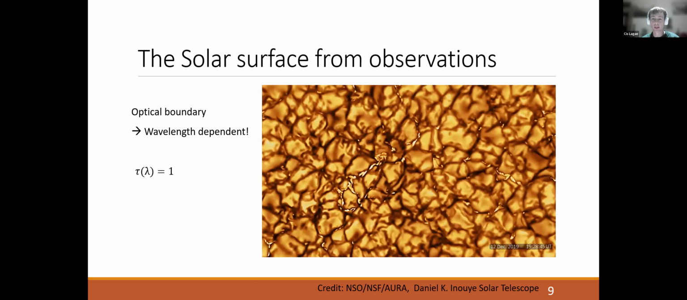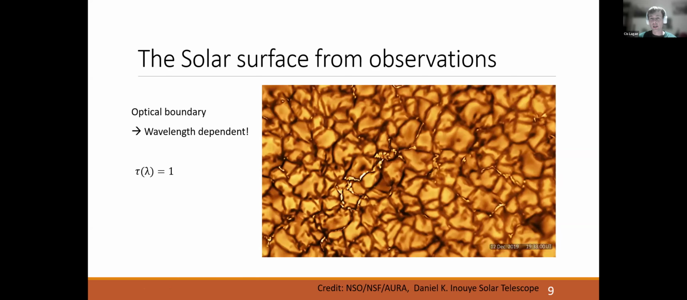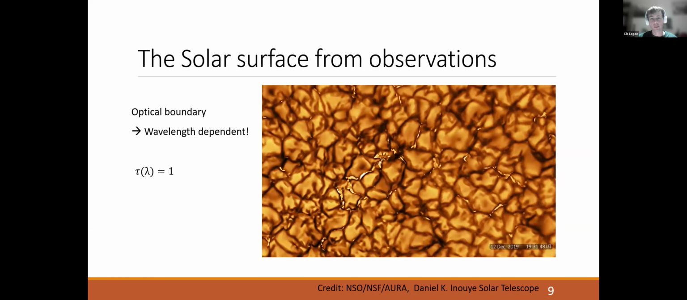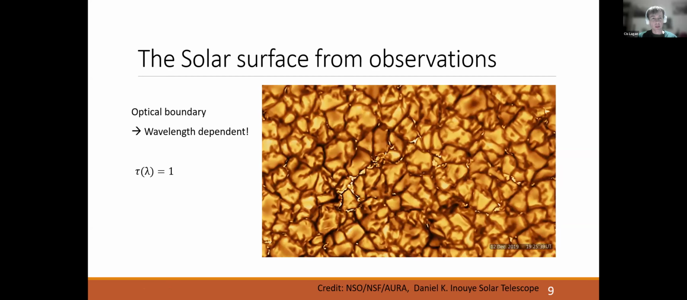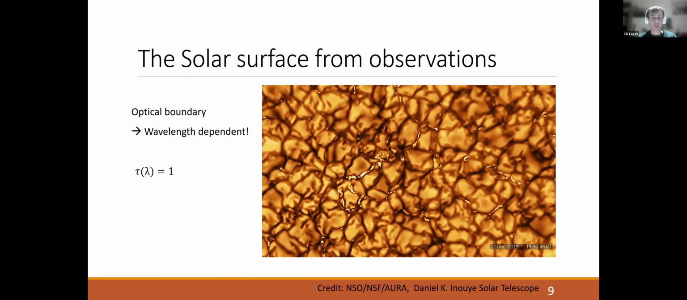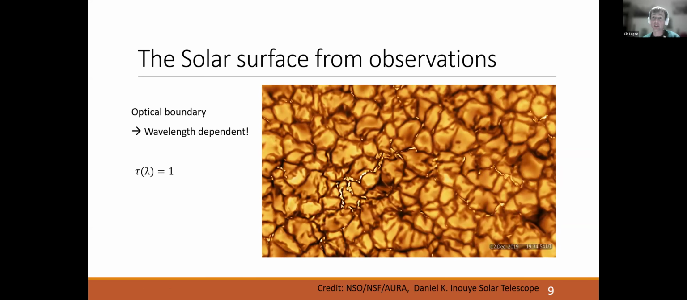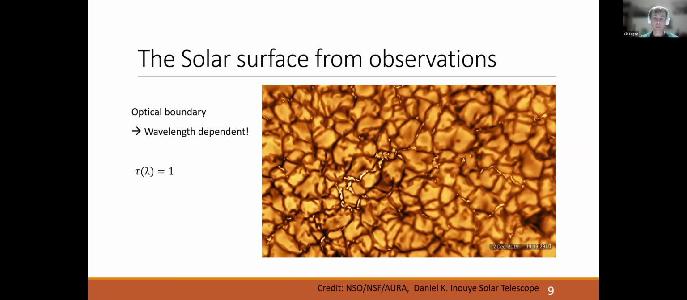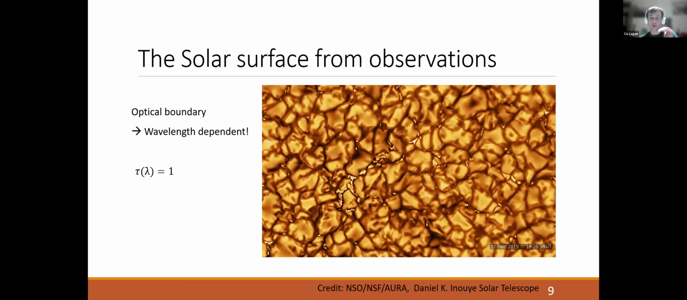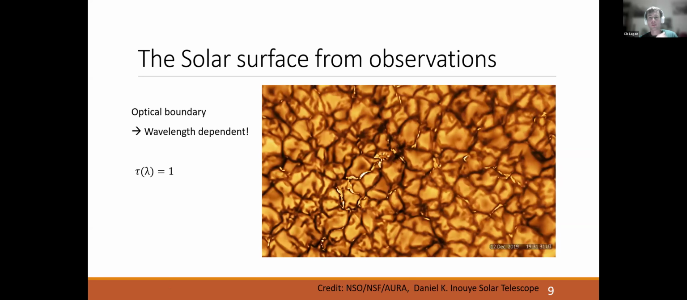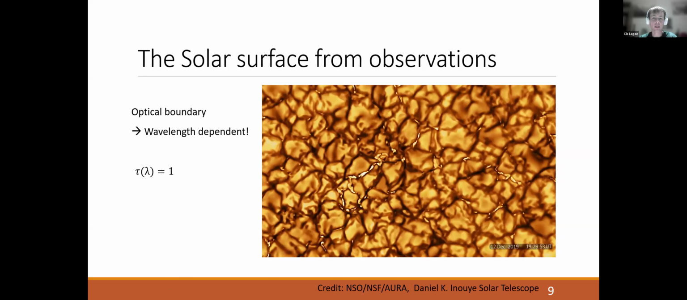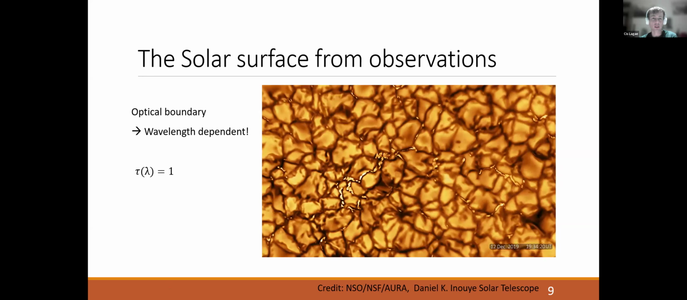It's an optical boundary where light can escape, and hence it's wavelength dependent. The surface in the core of an H alpha line will lie in the chromosphere, while in the continuum you'll be deep down in the photosphere. So depending on where you're looking in your spectra, you're going to see different things, and you can analyze different things, which is the beauty of it. So this way we can probe the structure of the atmosphere through observations, but if we want to really know what's happening even deeper down, we have to look at models.